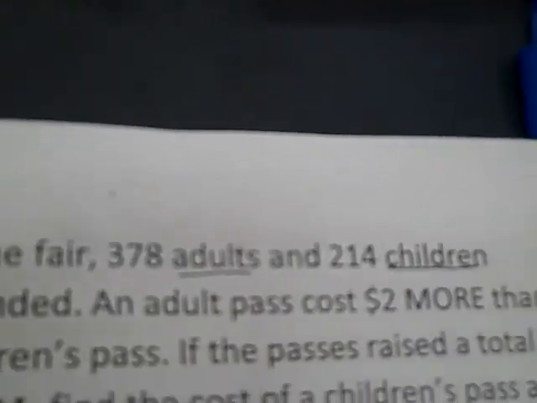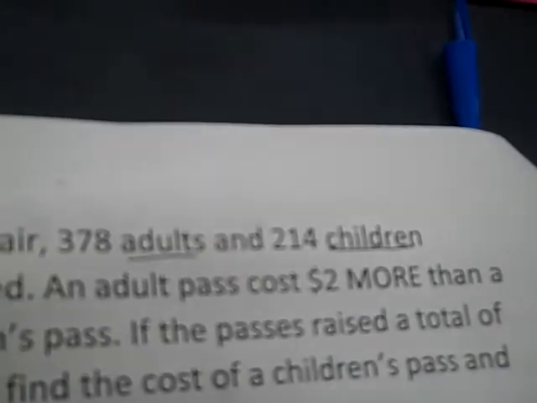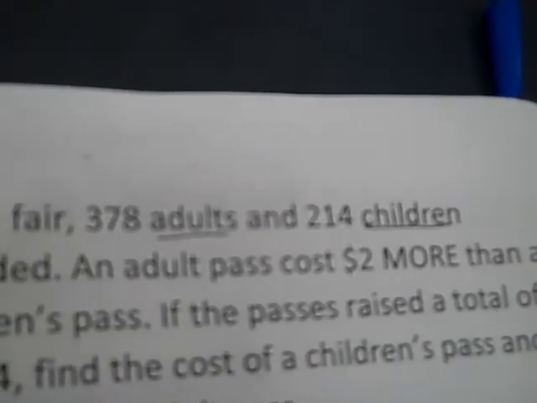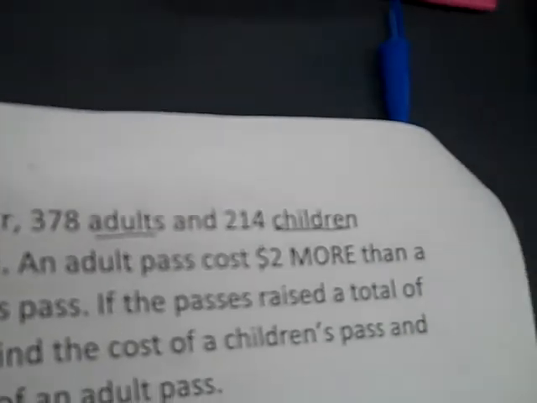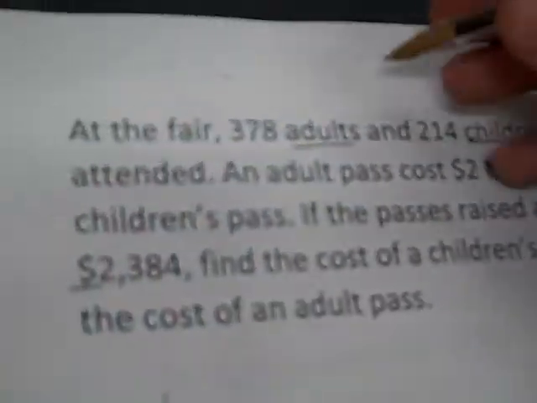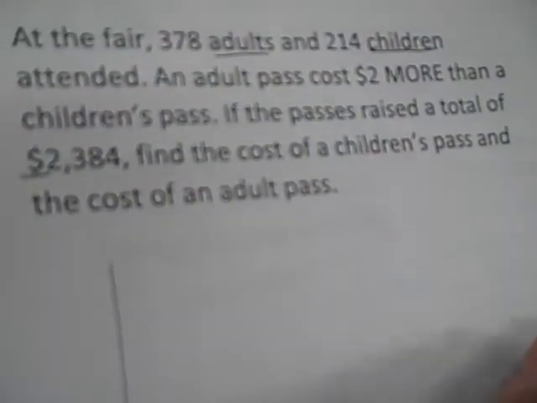At the fair, 378 adults and 214 children attended. An adult pass costs $2 more than a children's pass. If the passes raised cost a total of $2,384, find the cost of a children's pass and the cost of an adult pass. So again, 3 units, the adults, children, and money. So 3 units. So I need to make the table.